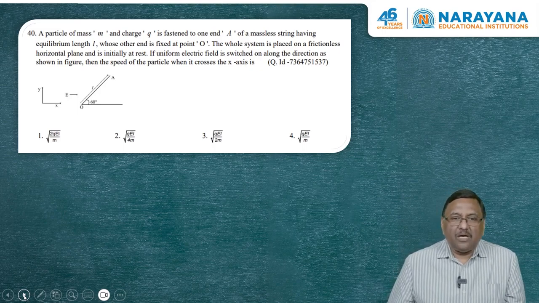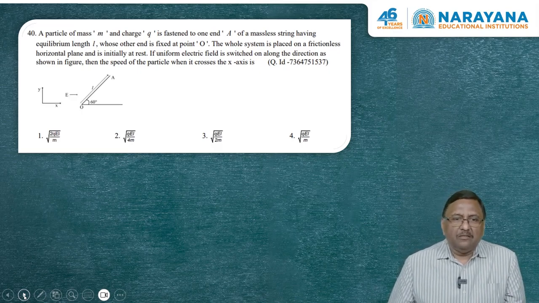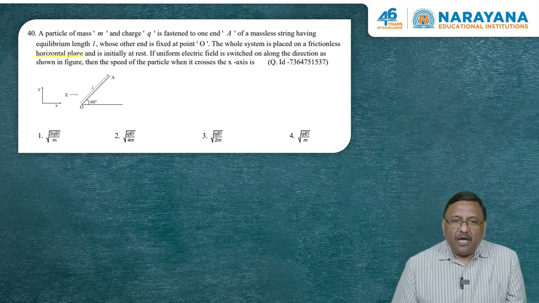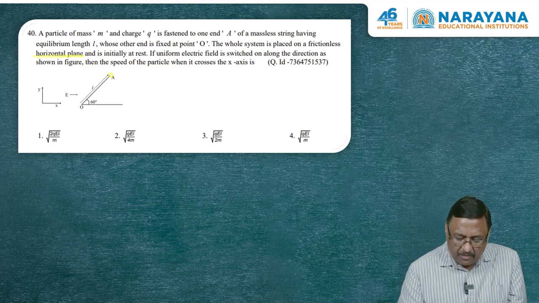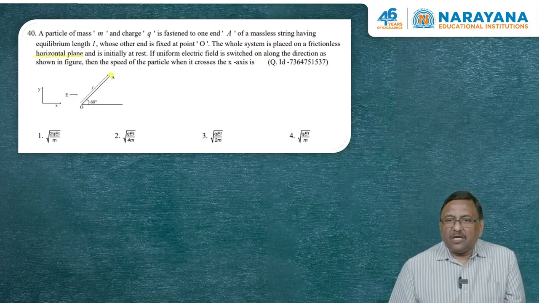A particle of mass m and charge q is fastened to one end A of a massless string having equilibrium length L, whose other end is fixed at O. The whole system is placed on a frictionless horizontal plane. The main point is that it is a horizontal plane, so you don't have to worry about gravity in this question, and it is initially at rest. So there is some mass at point A which is at rest. If a uniform electric field is switched on along the direction shown in the figure, then what is the speed of the particle when it crosses the x-axis?